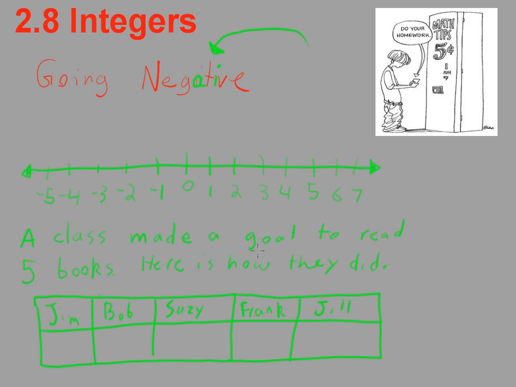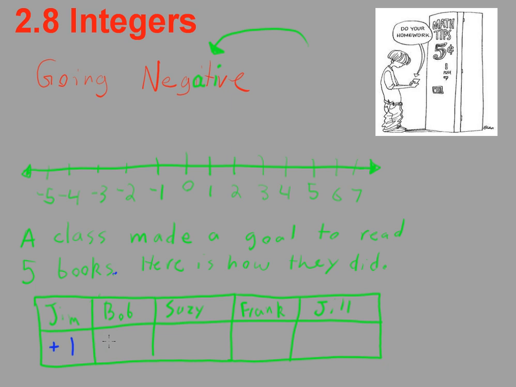Alright, so here's our problem now that you have your number line copied down. A class made a goal to read 5 books. Here is how they did. So I'm going to put some numbers in these boxes. Jim read one more book than he was supposed to. So he read 6 books. So we're going to put him in a +1.